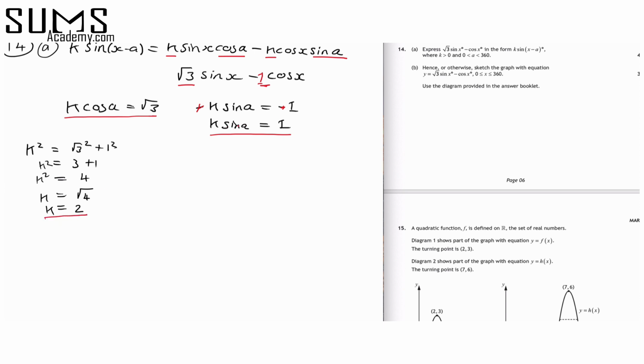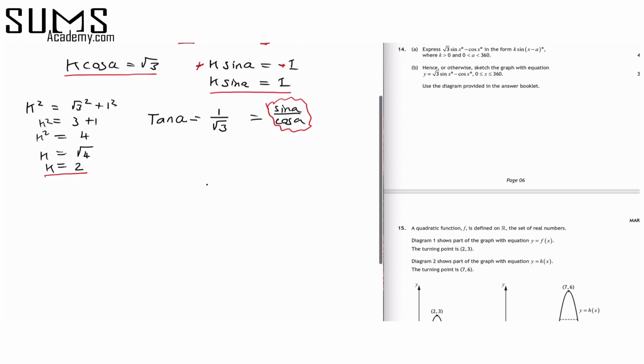Okay, so what do we think about next? Well, we think about the angle a. So how are we going to figure that out? Well, we know that tan a is equal to 1 over root 3. This is just because of sine a over cos a, just so you know. Okay, so how are we going to work this out? Well, this looks a bit nasty.